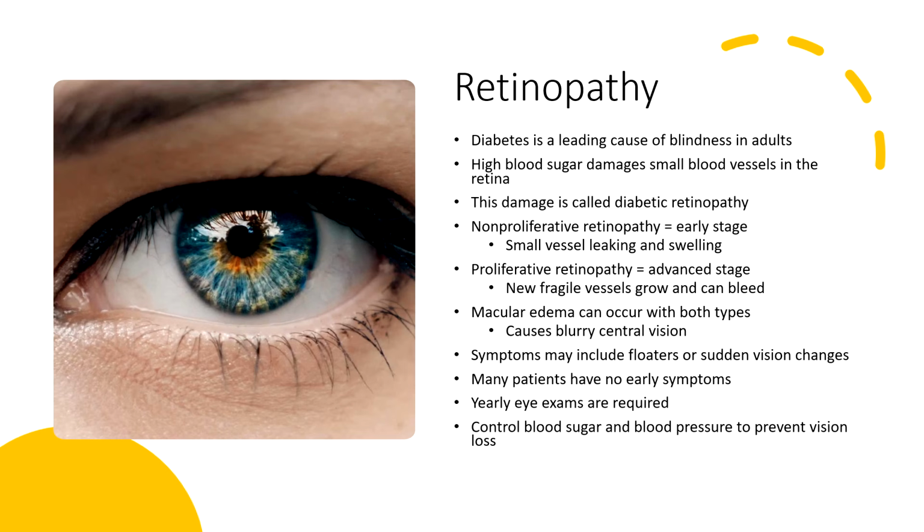Proliferative retinopathy is pretty much an advanced stage. You have vessels that grow to help feed the retina so that you can see a little bit better, but they can bleed more, so it increases that risk. We want to make sure that they go to those eye doctors every year so that we can catch those changes early.